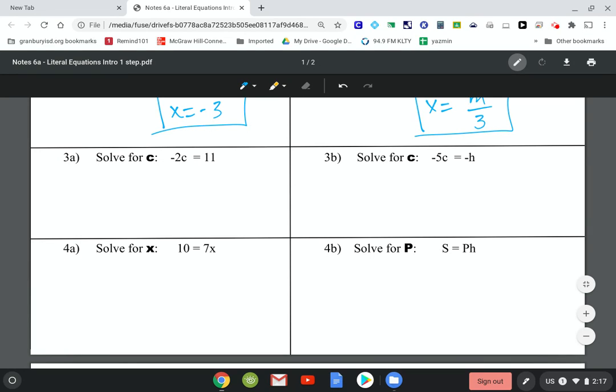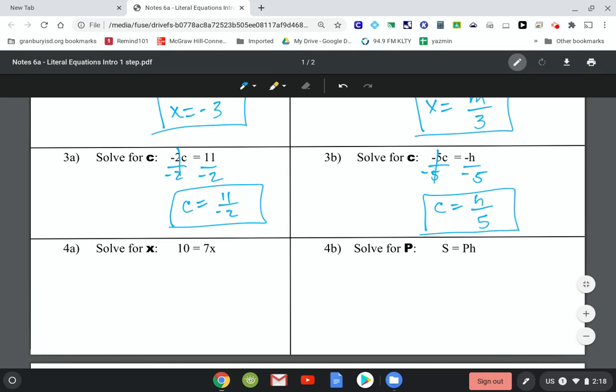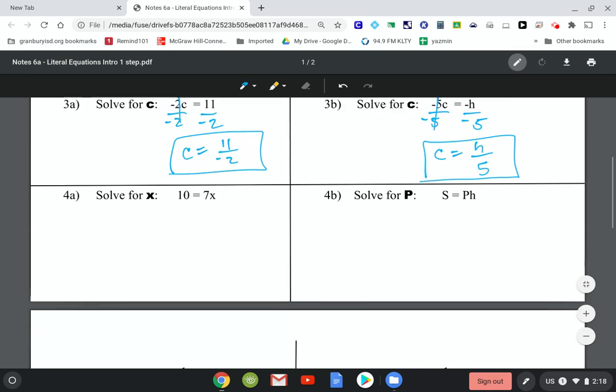All right, let's take a look at 3a. If we're going to solve for c, we're going to divide by negative 2. So c is equal to, and you can just leave that as a fraction. We're not real picky on the form right now. Number 3b, the same process. We're going to solve for c, so we need to get rid of negative 5. We're going to divide both sides by negative 5. So c is equal to, a negative divided by a negative is a positive, so we're going to leave this as a positive fraction of h divided by 5.